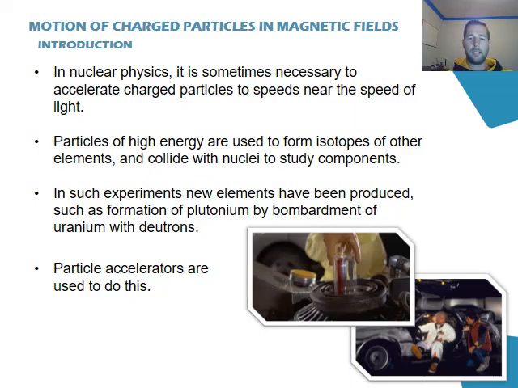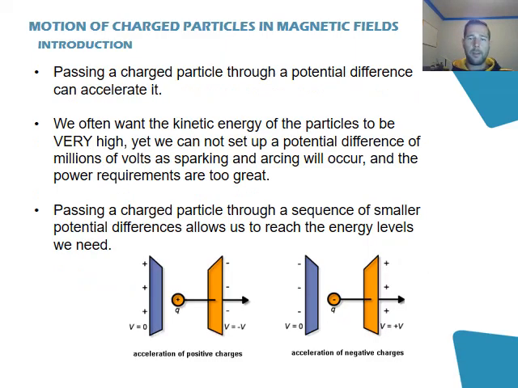In nuclear physics and medicine, it is sometimes necessary to accelerate charged particles to high speeds and high energies. These are used to form isotopes of other elements, and they can also be used to study. One example is when you fire deuterons, accelerated to high speed, into uranium, you can actually make plutonium out of it. When we want to accelerate a charged particle, we can use an electric field. Now, when making isotopes, these particles need to get to very high levels of energy and very high speeds.